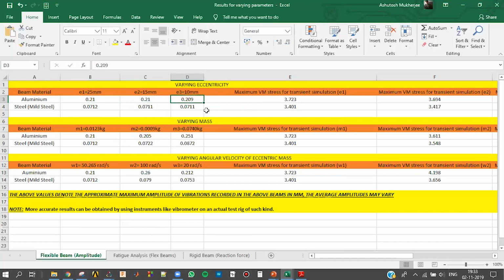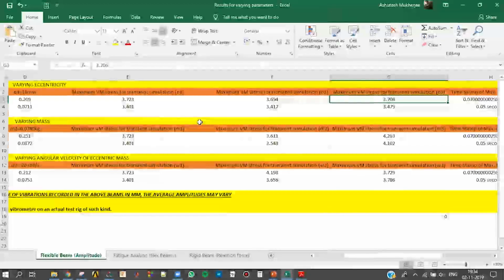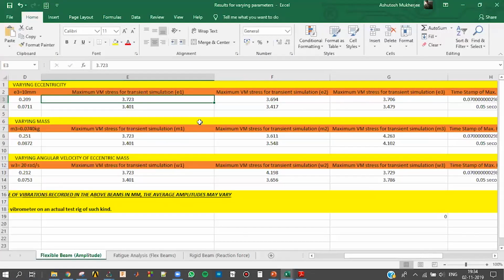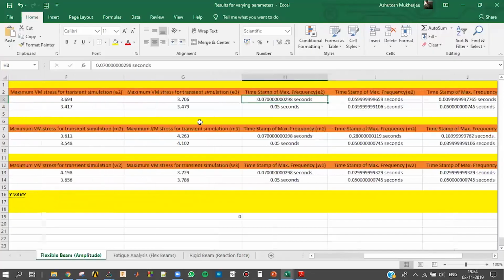and this is the maximum amplitude. As I showed you in the other Excel sheet, that is how the maximum amplitude was calculated. These are the values which were calculated, and this is the maximum von Mises stress for the transient simulation. This comes from the software, the contour plots, and these von Mises stresses change according to varying eccentricity, and this is the timestamp of maximum frequency.